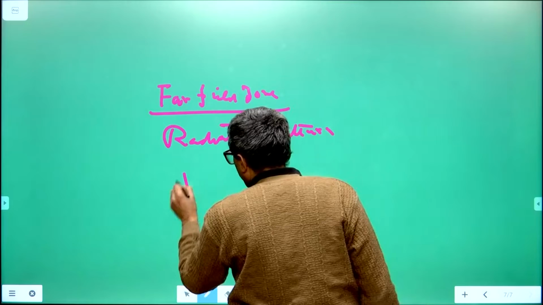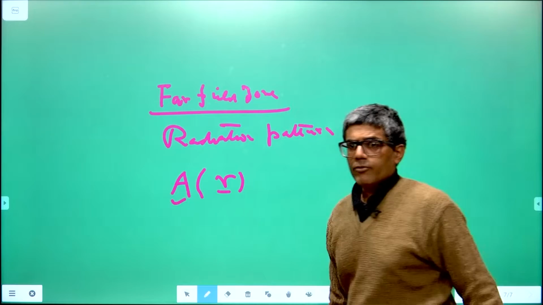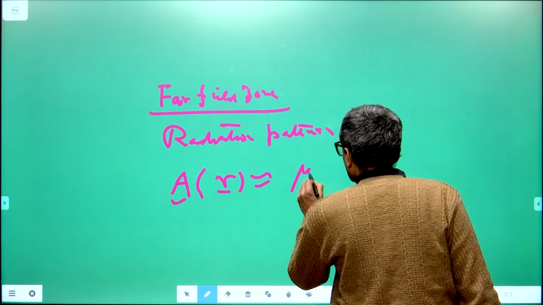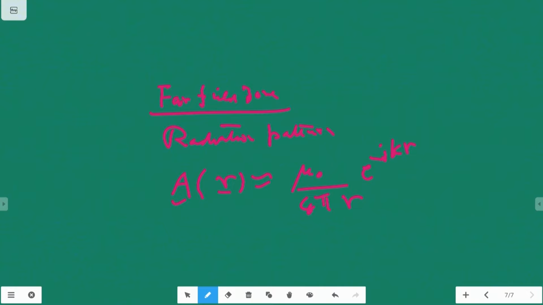I am ignoring the argument omega for frequency. It is understood that everything is taking place at a fixed frequency here. So A at r is approximately equal to mu naught by 4 pi r into e power minus j k r into the integral of e power j k r cap dot r prime into J s of r prime dS, with r prime over the surface. So this gives you the antenna pattern.